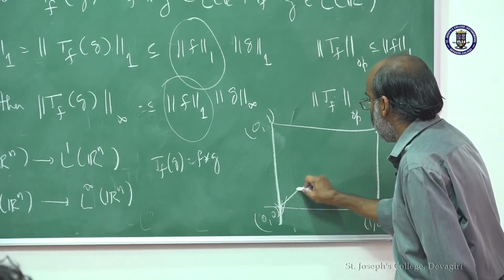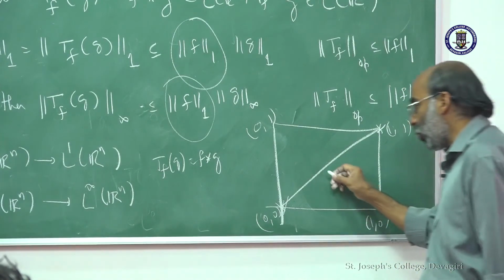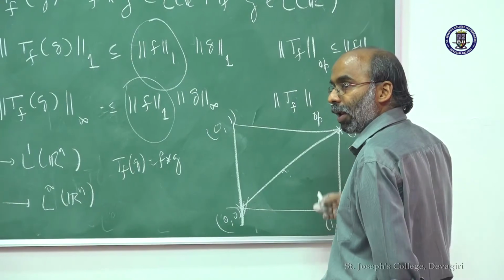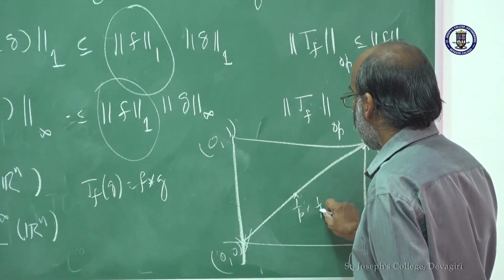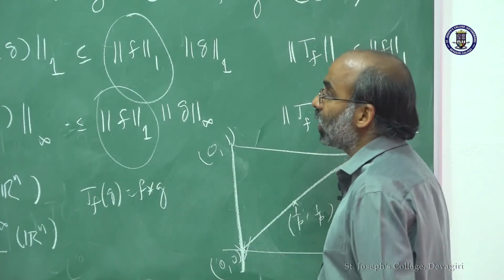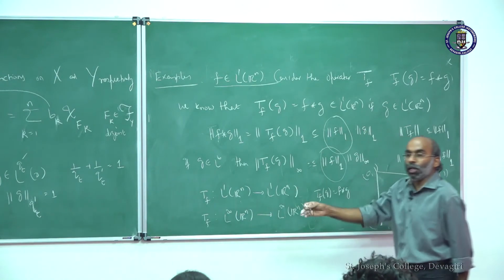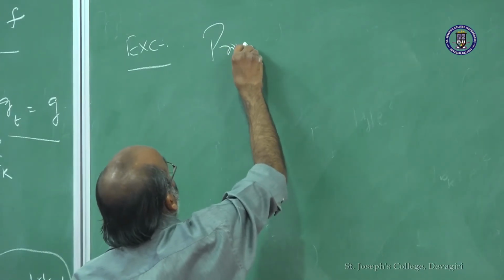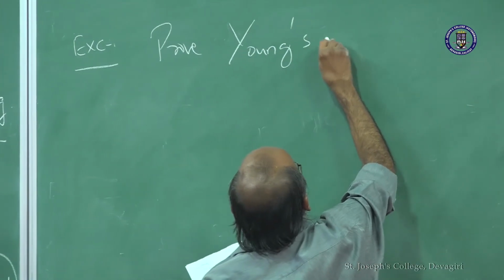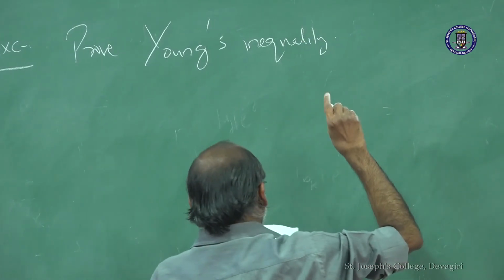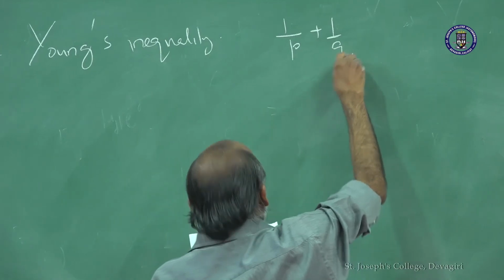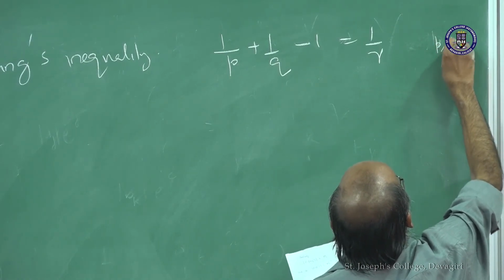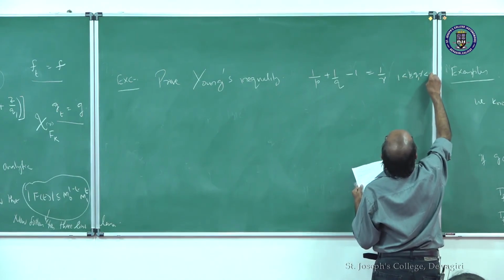So Riesz-Thorin tells me you can join these two. So you take any point here, I'll have that type. But any point here would be (x,x), because this is a diagonal. So any point here is going to be (1/p, 1/p). So it is type (p,p). So if I fix an f in L^1, the convolution will take L^p to L^p. Okay, exercise, prove what is known as Young's inequality. Okay, so 1/p + 1/q - 1 = 1/r. So all the p, q, r, everything should be between 1 and infinity.